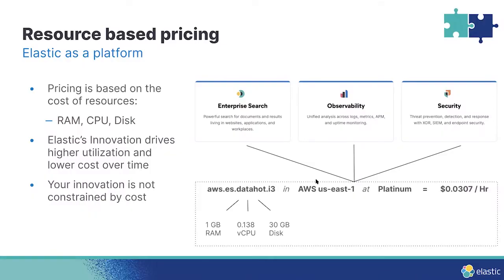And in order to deal with that, thinking very deeply about how we want to price our offering, we came up with the approach of resource-based pricing, which means that our pricing is really based on the cost of the resources that are used to instrument the use case or the application of the user. So for example, if you're running on AWS on an i3 instance that has this much RAM, that amount of CPU, and this amount of disk, in US East 1 at the platinum feature level, then that would cost you that amount per hour.